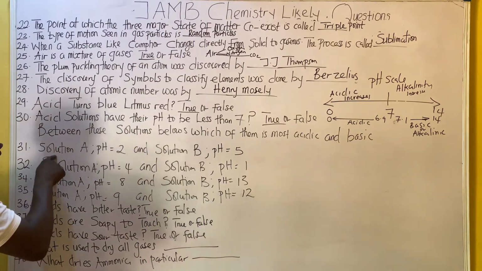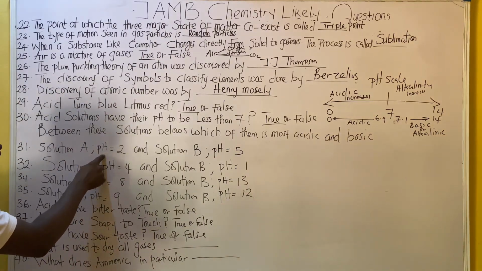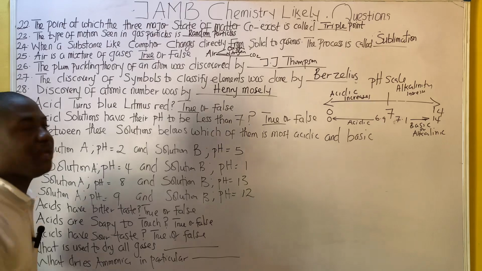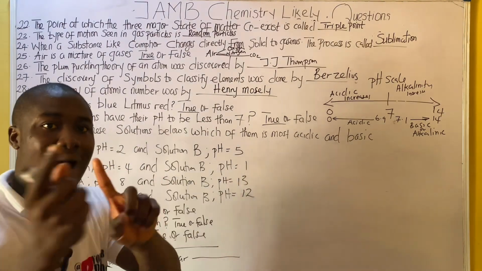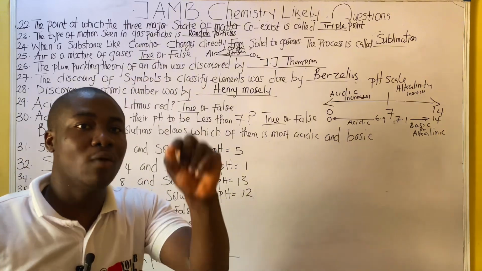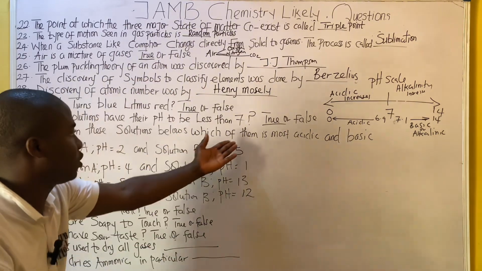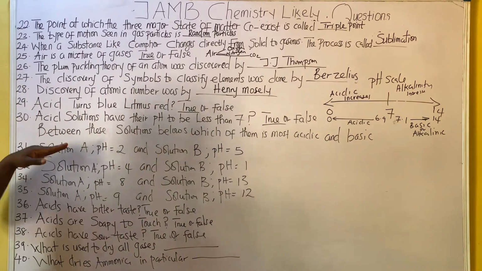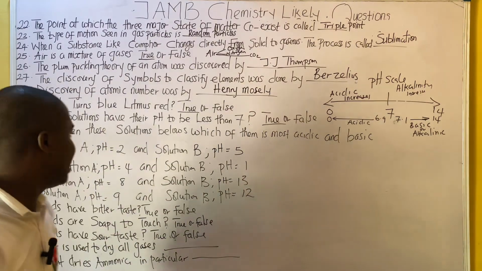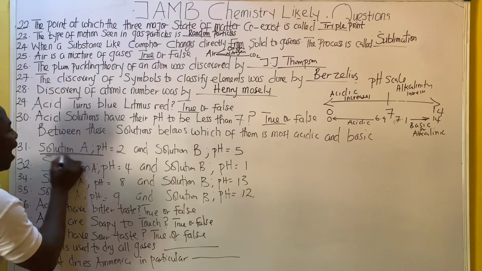And it says, solution A has its pH to be 2, and solution B has its pH to be 5. The question, because both of them are acidic solutions, but what I'm trying to tell you now is which of them is more acidic? That's what the question is saying. Most acidic and basic. Which of them now, between question 31, is more acidic? It is solution A.